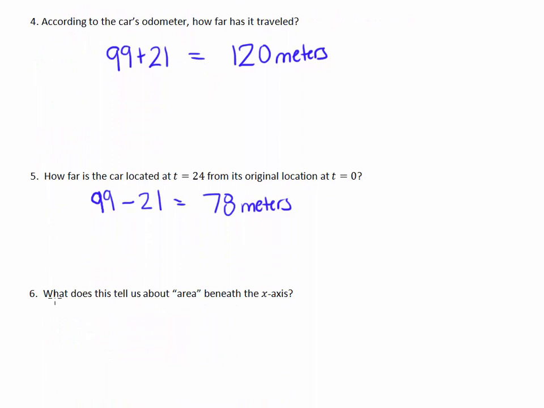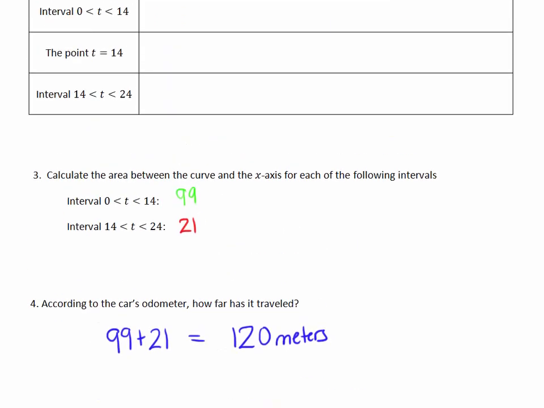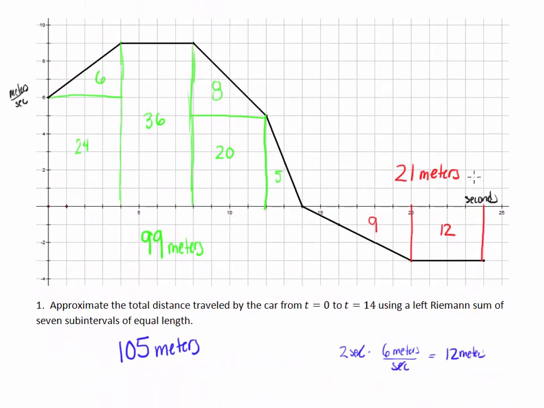Question number 6, let's go down here and look at this. What does this tell us about the area beneath the x-axis? So let's go back up to the picture again. What kind of information does this tell us? As we are figuring out the area underneath the curve, as we're thinking about time moving in this direction, area above the axis counts as positive values. And once again, as I move in this direction, area below the axis counts as negative values.